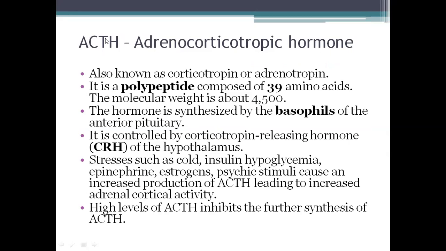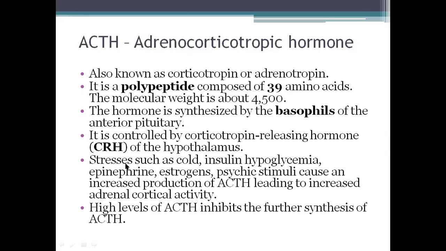Now, another hormone that is secreted by the anterior pituitary is the adrenocorticotropic hormone. It's also known as corticotropin or adrenotropin. Again, it is a polypeptide consisting of 39 amino acids. It is produced by the basophils of the anterior pituitary. As we all know, the hypothalamus is controlling the anterior pituitary. The secretion of ACTH is under the control of a hormone known as CRH, that is corticotropin releasing hormone. So this stimulates the anterior pituitary to release the ACTH.